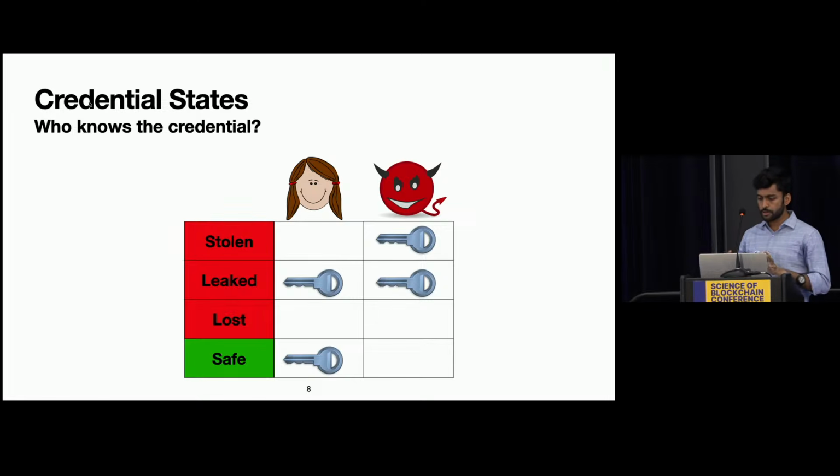In this particular work, we are going to assume that the knowledge of the state of a credential is public, meaning that the user knows and everyone knows that the credential is stolen. Of course, in practice, the situation can be messy in that sometimes maybe the attacker knows that something is stolen before the user. Sometimes maybe the user knows that their credential is lost before the attacker knows. Just to keep things simple for this work, we assume that the knowledge of the state of a credential is the same for both the user and the attacker.